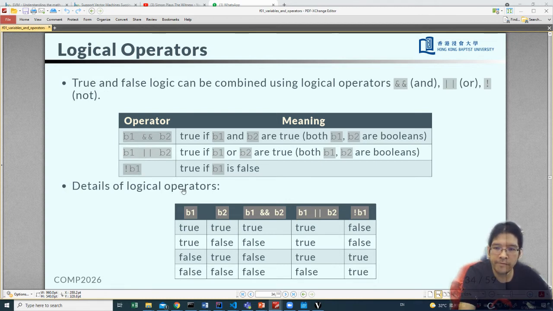Now, look at the truth table below. Assume we have different combinations of B1 and B2. B1 can be true, true, false, false, and B2 can be true, false, true, false. So for all these four different combinations, we have the different values produced by B1 AND B2, B1 OR B2, and not B1. You can refer to this table to understand what AND, OR, and not mean.